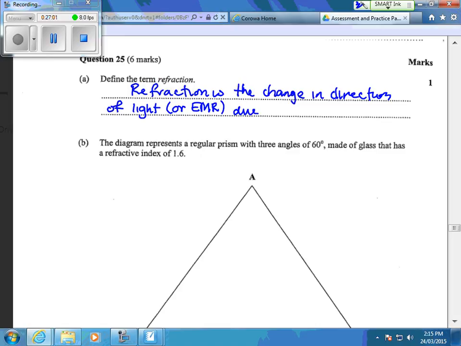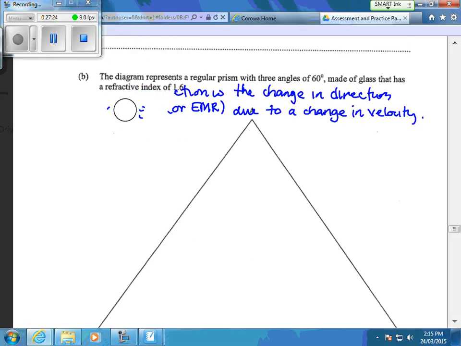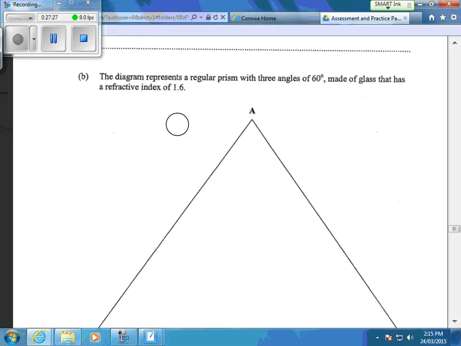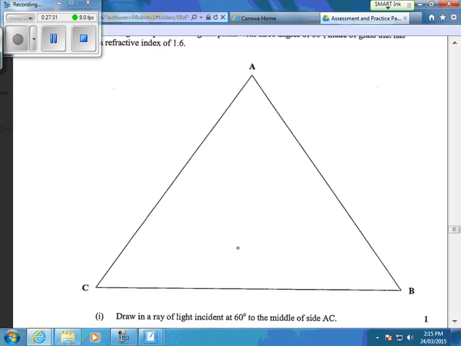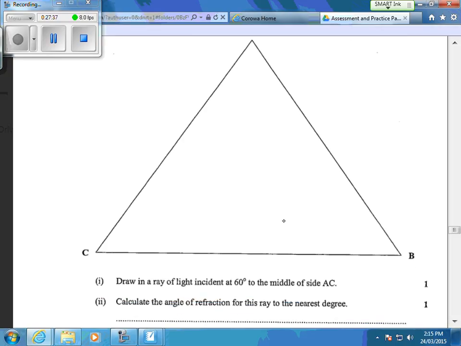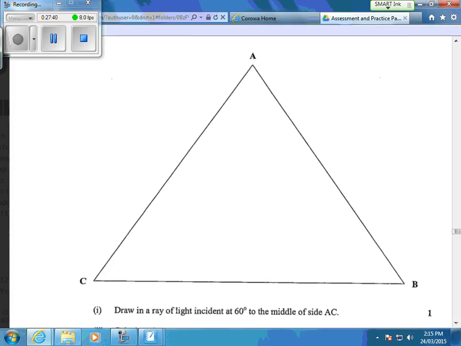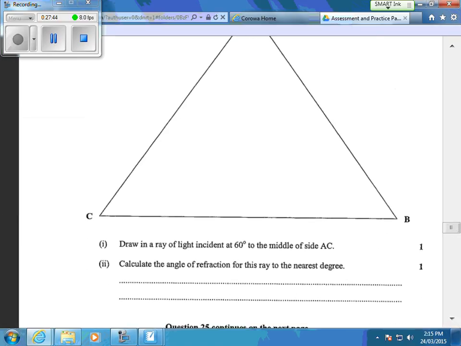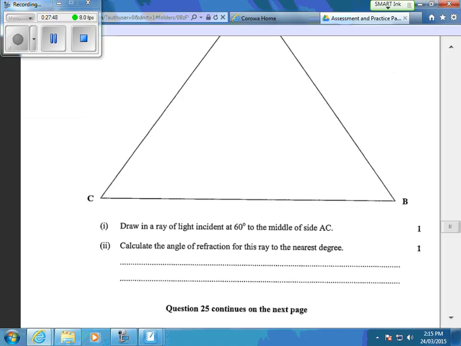No, I'm giving a guide, not the whole test. There you go. That's one mark worth. Direction of light to change in velocity. Yep. Refraction. Who said it was control minus? It's control plus. Okay.